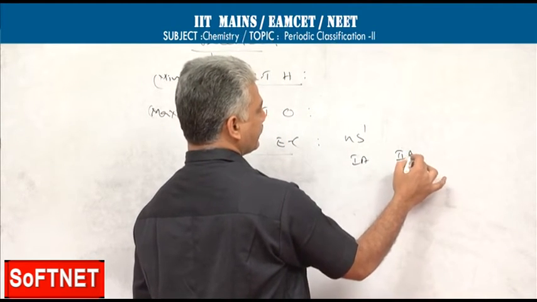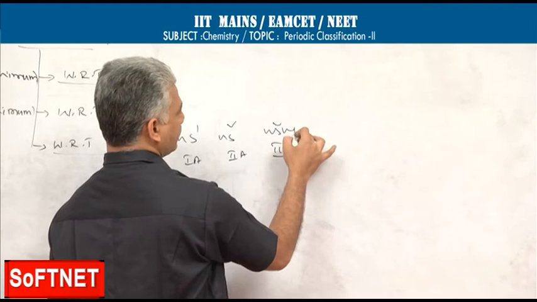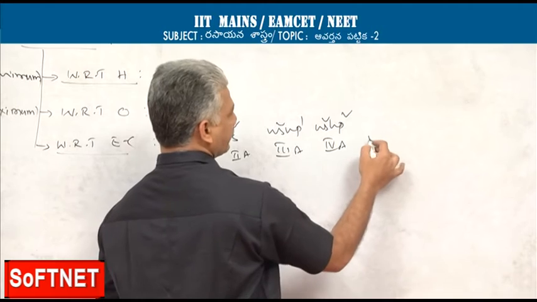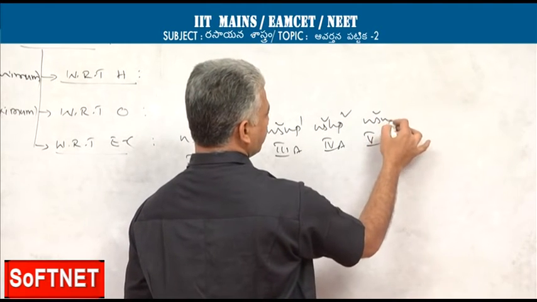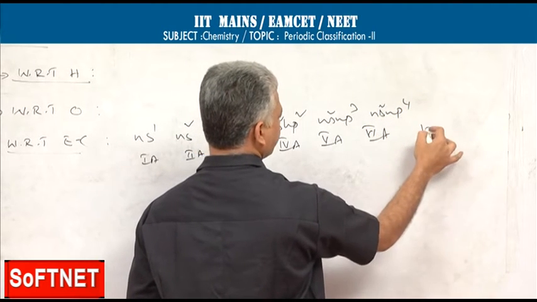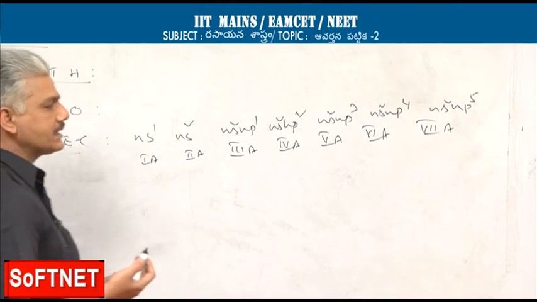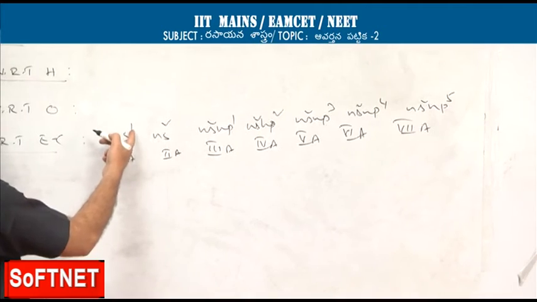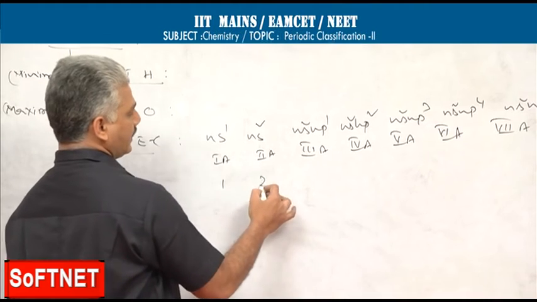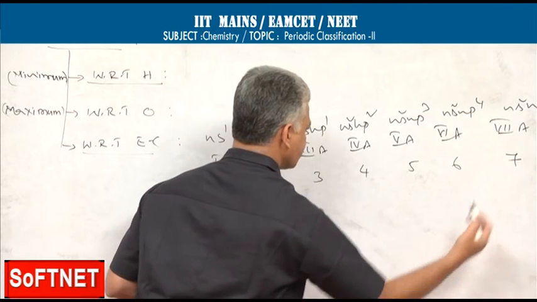Second group, it is NS2. For third group elements, it is NS2, NP1. For fourth group elements, NS2, NP2. 5A, NS2, NP3; 6A, NS2, NP4; 7A, NS2, NP5. So, as per the definition, in the valency shell of 1A group elements, the number of electrons present is 1, in 2A 2, 3A 3, 4, 5, 6 and 7.